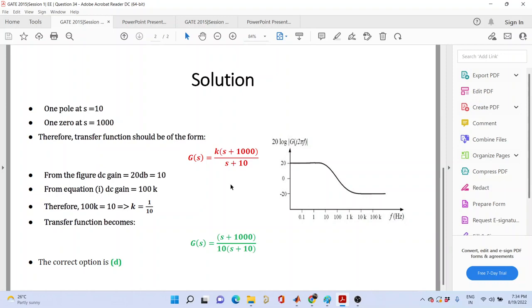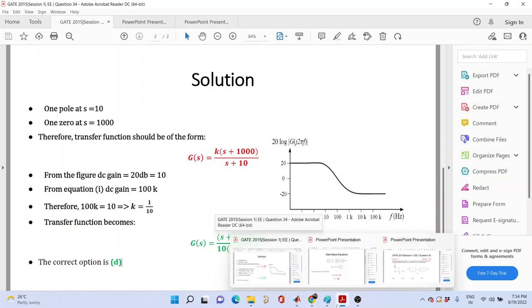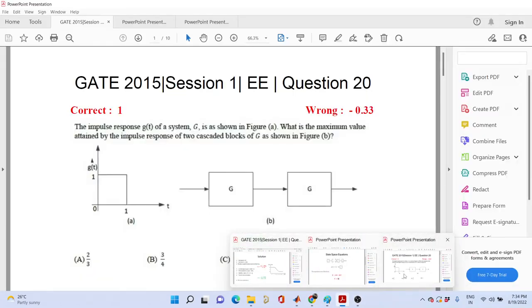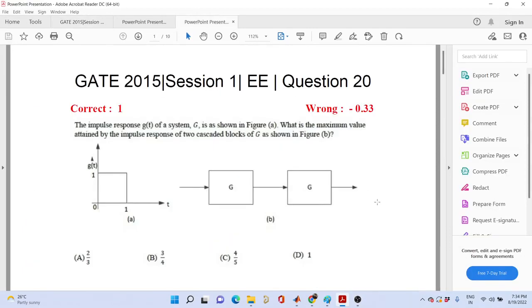Is the solution clear to everybody or do I need to repeat? Clear, sir. Okay. So now let me go for the next question. This question, let me see. This would be a bit tricky, let's see how many people can answer this.